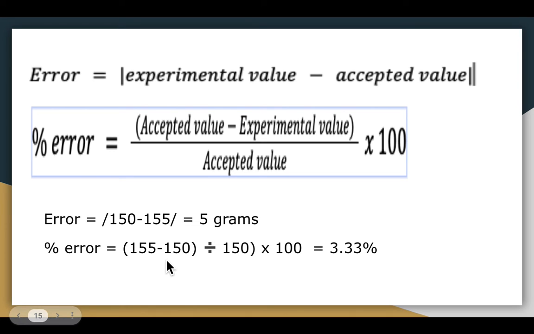Now, how do you find the percent error? Well, you take the error and you divide it by the accepted value, so basically 5 divided by 150, and you multiply it times 100. And you'll find that your error on this scale is 3.33%. So your scale is reading off by 3.33%.